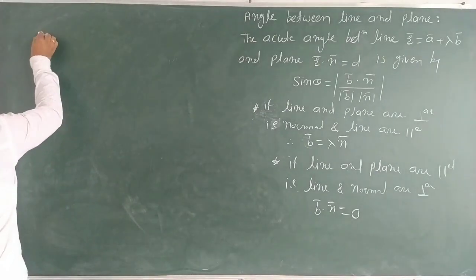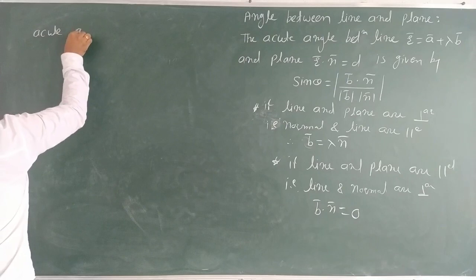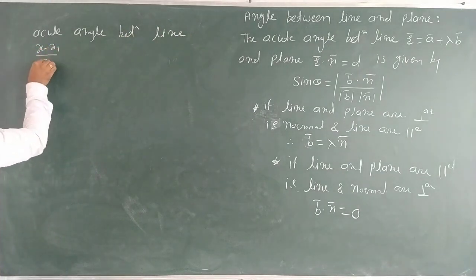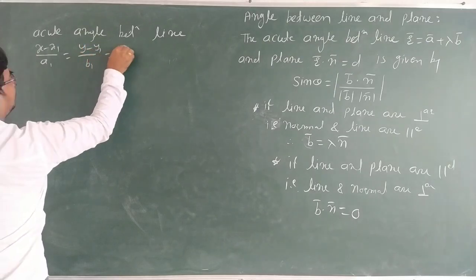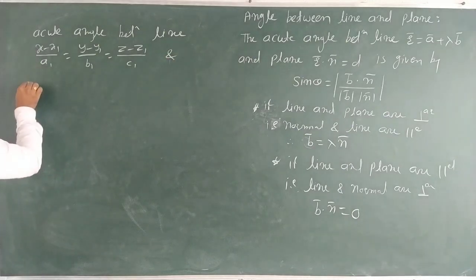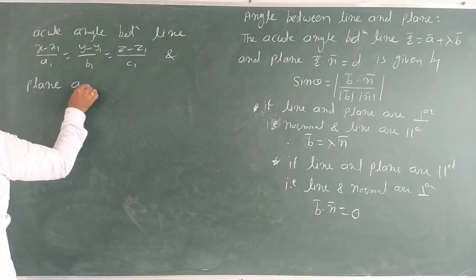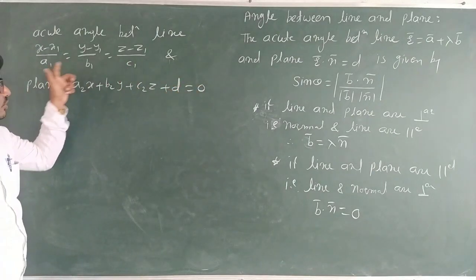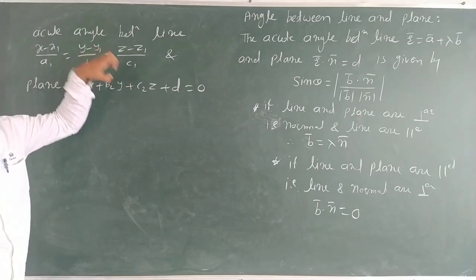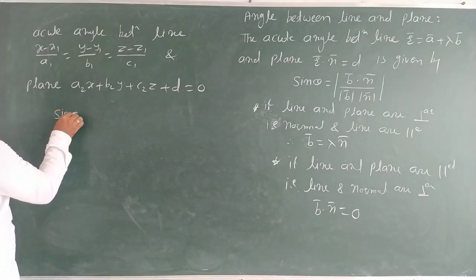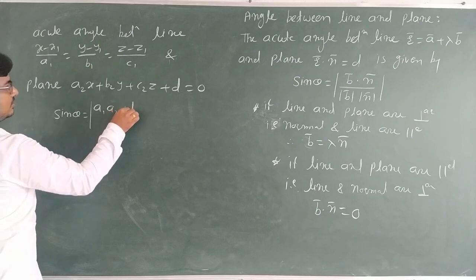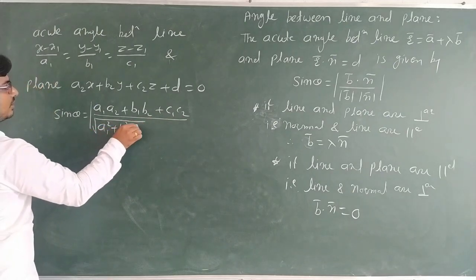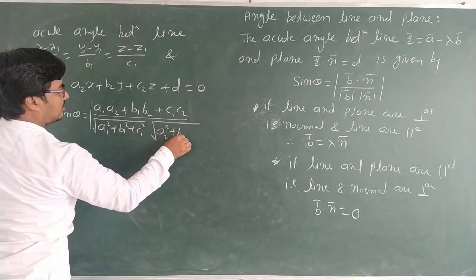Same in the Cartesian form. Acute angle between line, see carefully, line (x minus x1) upon a1 is equal to (y minus y1) upon b1 is equal to (z minus z1) upon c1, and plane a2x plus b2y plus c2z plus d is equal to 0. Here a1 b1 c1 are the direction ratios of the line, and a2 b2 c2 are the direction ratios of the normal to the plane, and then sin theta is equal to (a1 a2 plus b1 b2 plus c1 c2) upon under root of (a1 square plus b1 square plus c1 square) into under root of (a2 square plus b2 square plus c2 square).